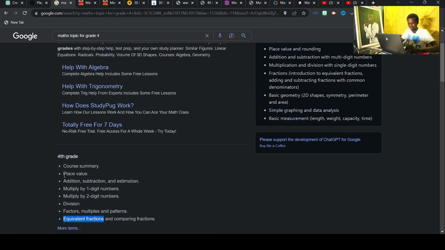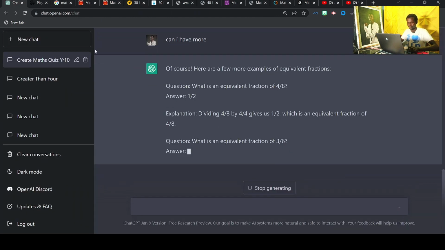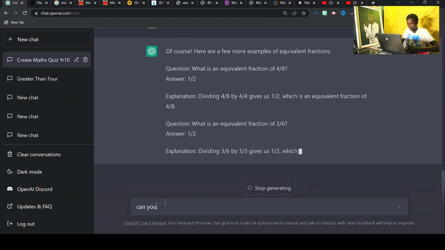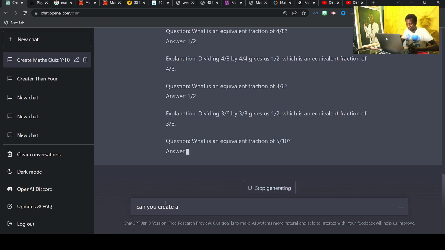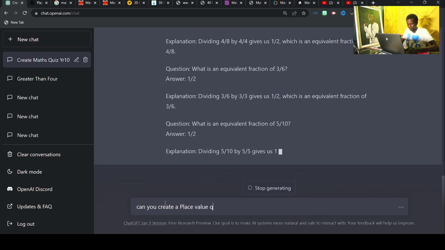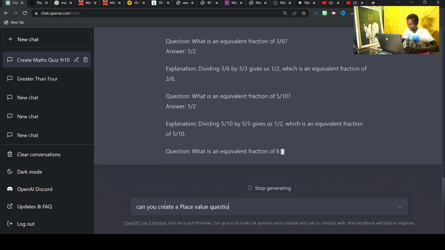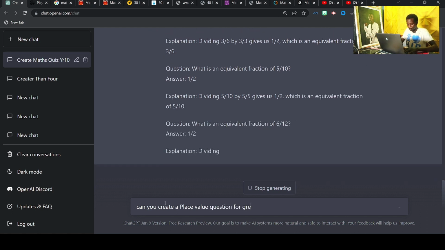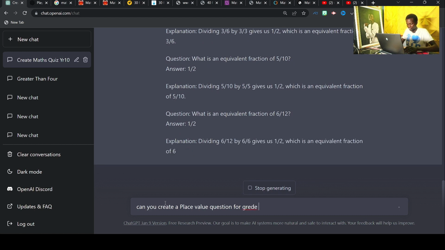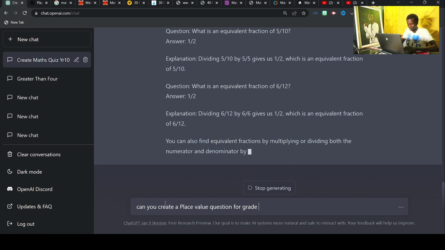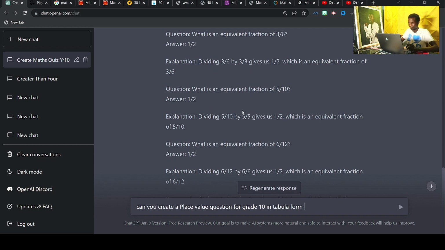Let me try place value. Okay, can you create a place value question for grade 10 and in tabular form? Okay, look at all of this. This is not bad at all.